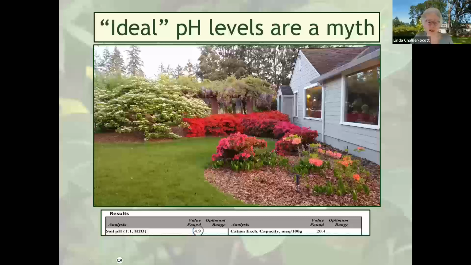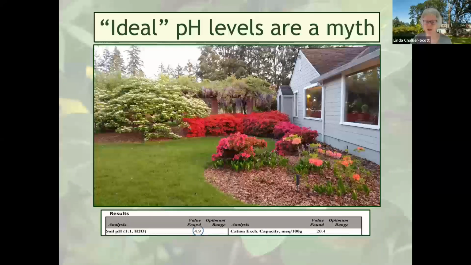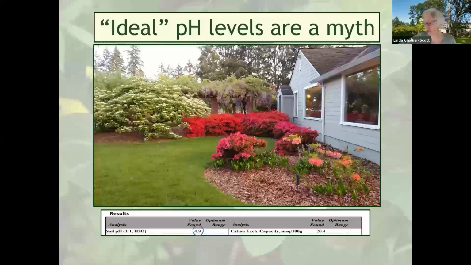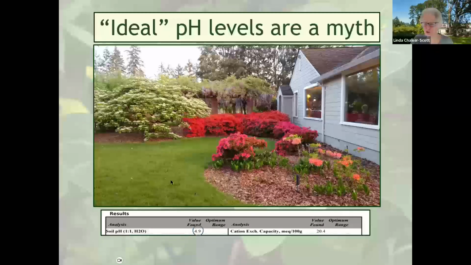because containers, and I mean by containers, not just small little pots, but big containers, you can change the pH of those systems pretty easily because it's a restricted soil volume. You just can't change the pH of the landscape soil. There's just no way to do it. So don't worry about the pH. It is what it is, and you can garden regardless of what the pH is.